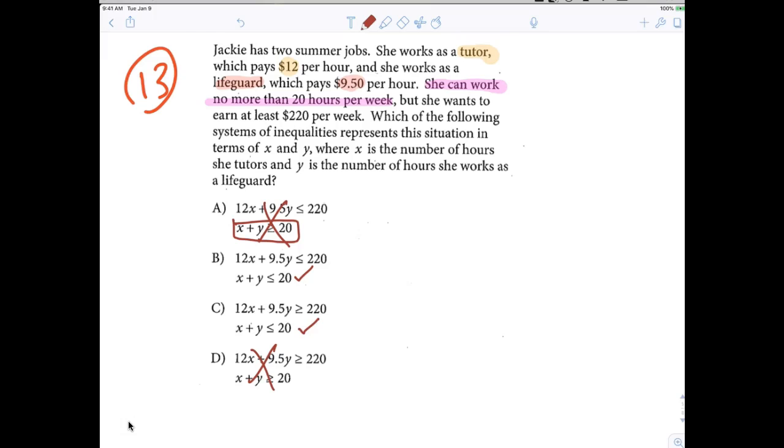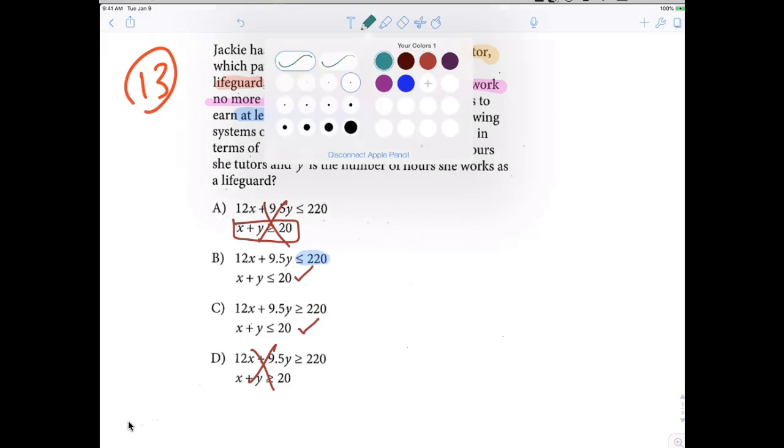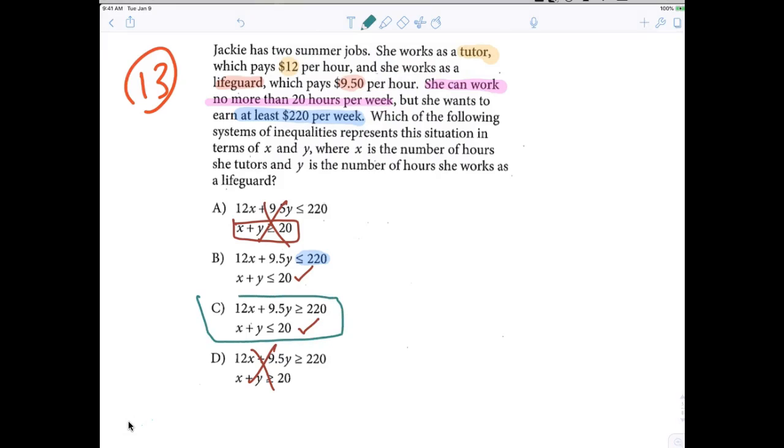The next thing is she says she wants to make at least $220. If she wants to make at least 220, that means she wants to make greater than 220. Well, this one right here says less than $200. Remember, a lot of people made a mistake because they said least, and so they thought it was less. If you want to make at least 220, that means you want to make 220 or more. So the correct answer here had to be C.